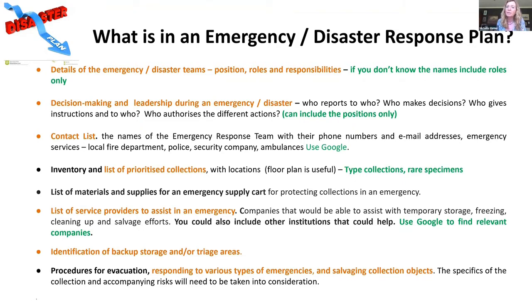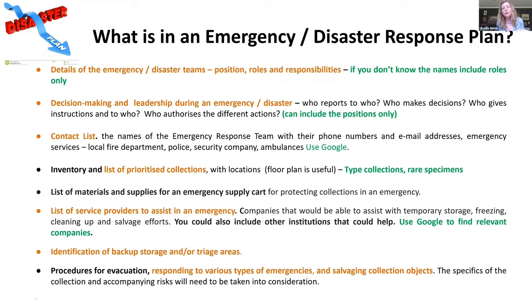And then all your local fire department, the police, your security company, your ambulance service, and it might be your state ambulance, and you can also include a private ambulance service. And here you might just need to use Google. So you might say, well, I don't know the phone number, I don't know where to get hold of the ambulance. Use Google. You'll find the information there.